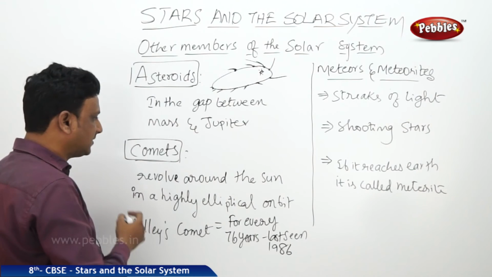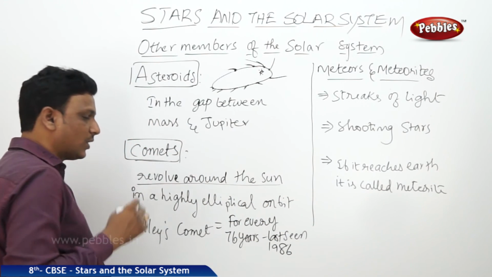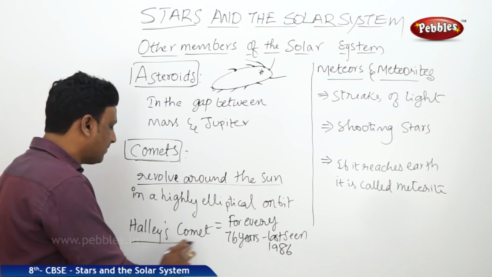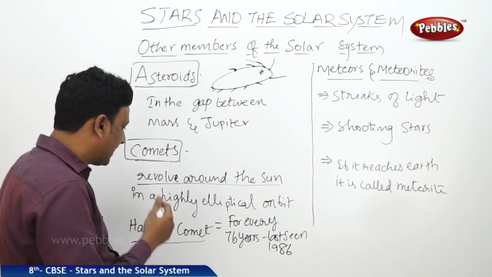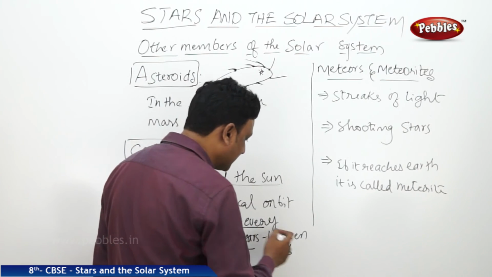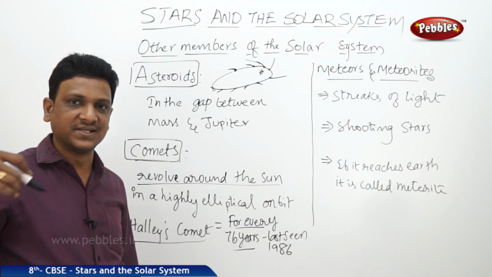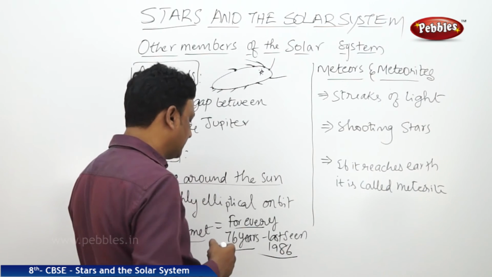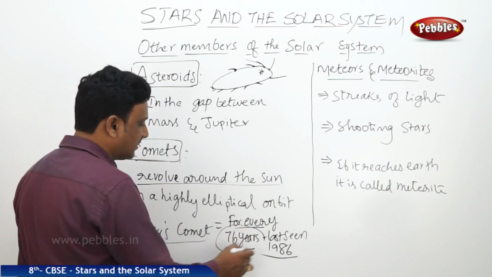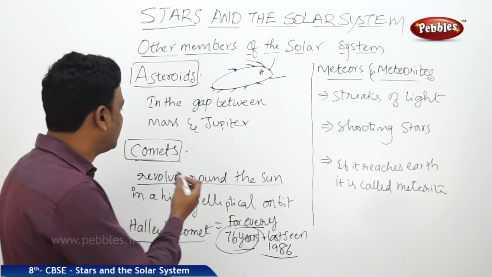So the comets, they revolve around the sun in a highly elliptical orbit. One such comet is Halley's comet. They have some specific time period. So Halley's comet is seen in the sky every 76 years. It will be traveling a very long distance in a highly elliptical orbit. It was last seen in 1986. So it will take 76 years to appear again, Halley's comet. So these are the comets.